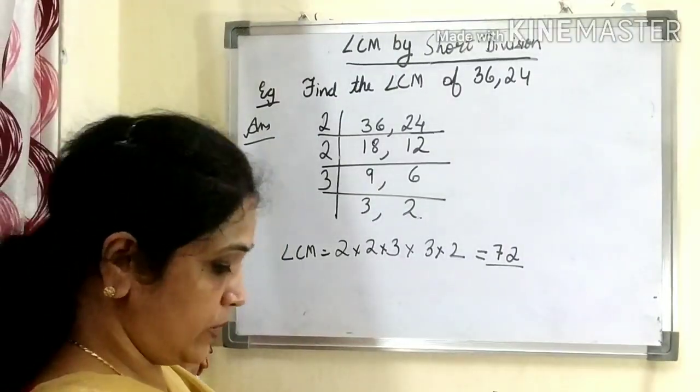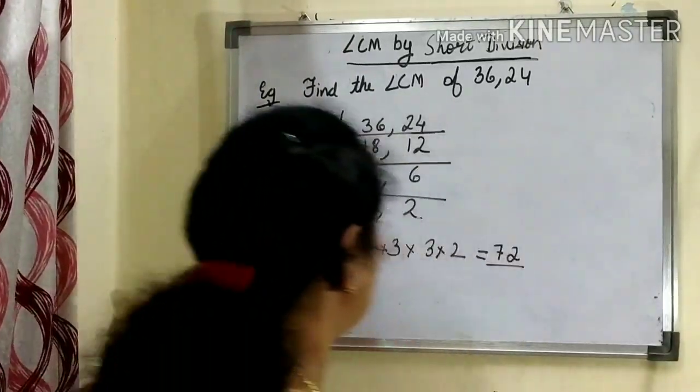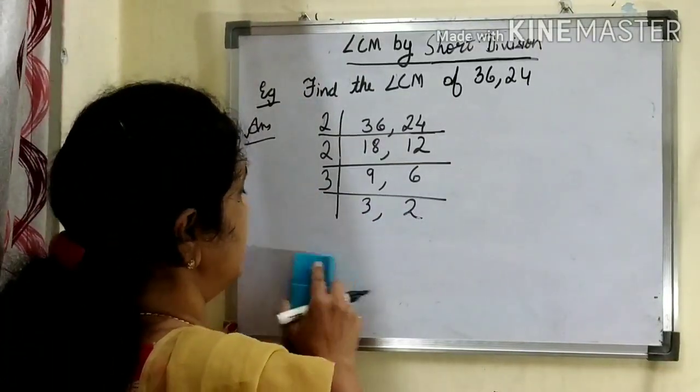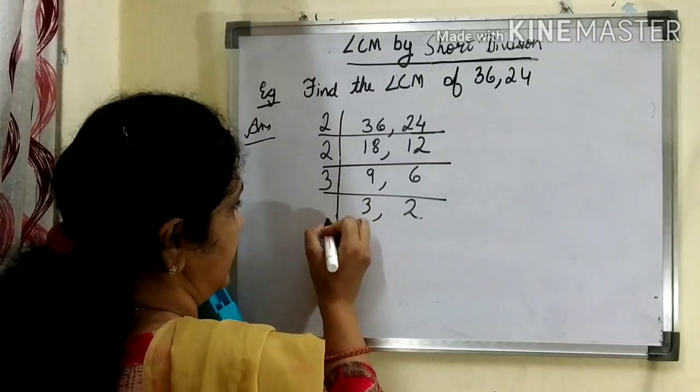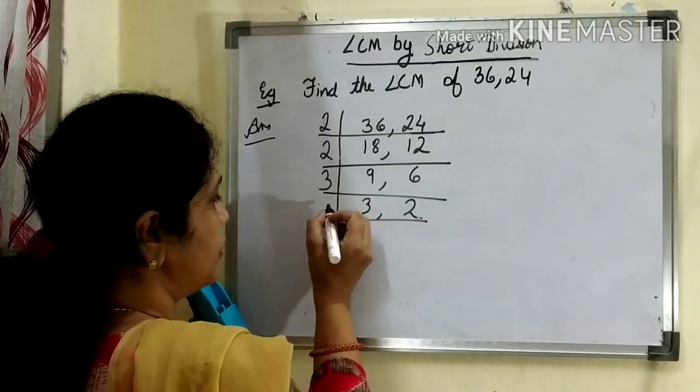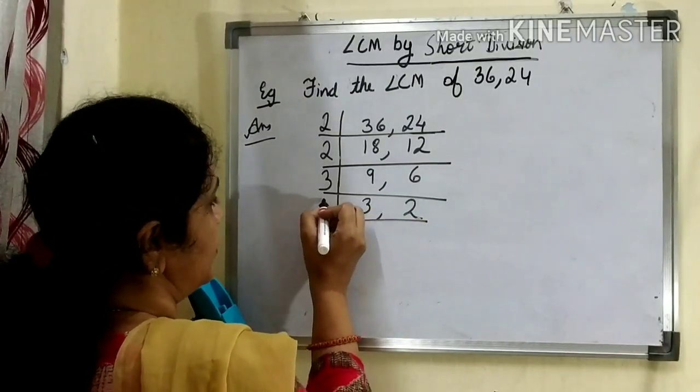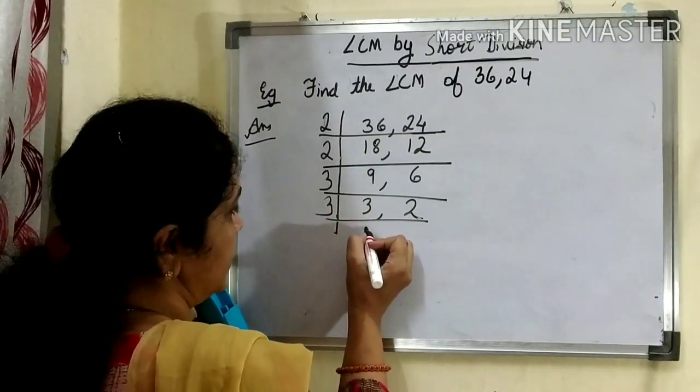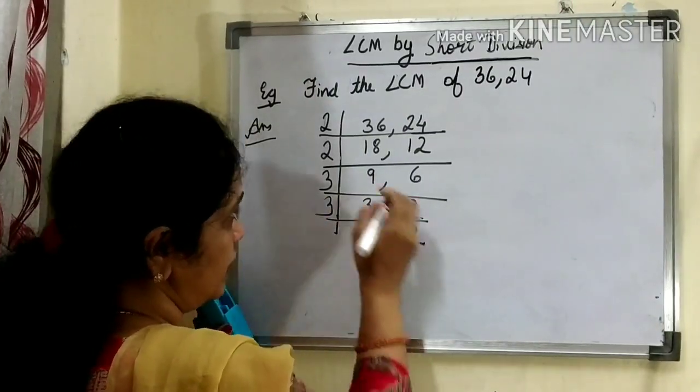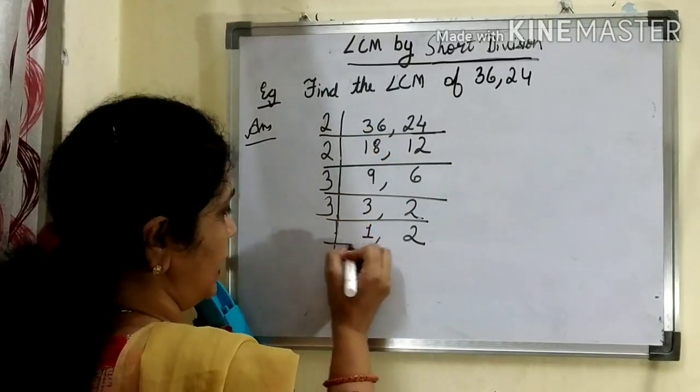One method is this way, but I suggest you do it by another method. That means you divide until you get 1 here. Even if it is, you have to divide by the least prime numbers. For example, if I divide by 3, I make it 1, then I make it 2, even if it gets divisible by any one of the factors.